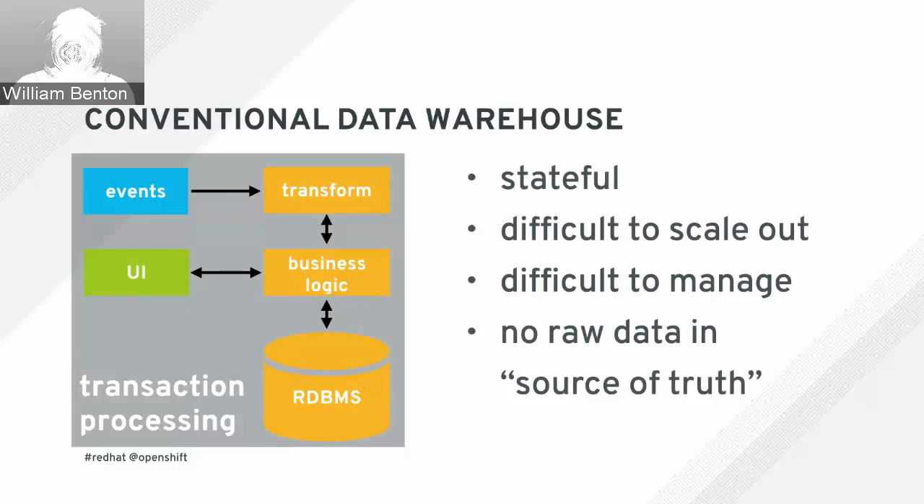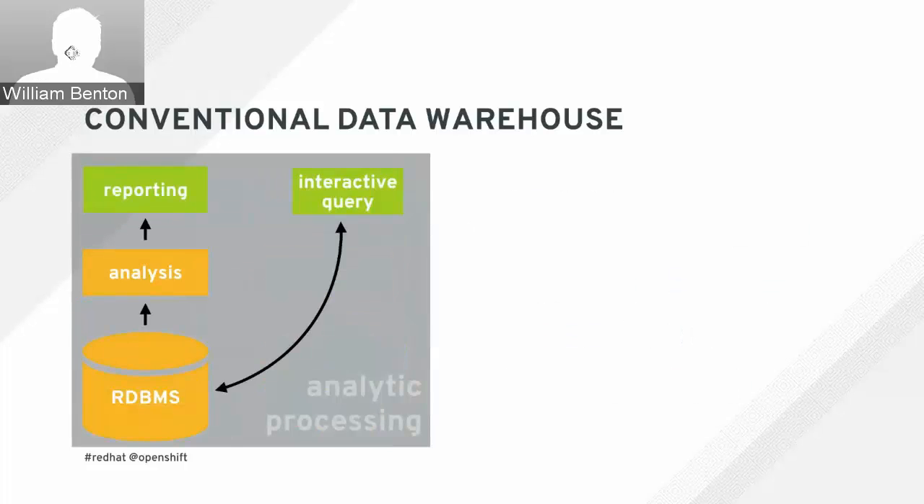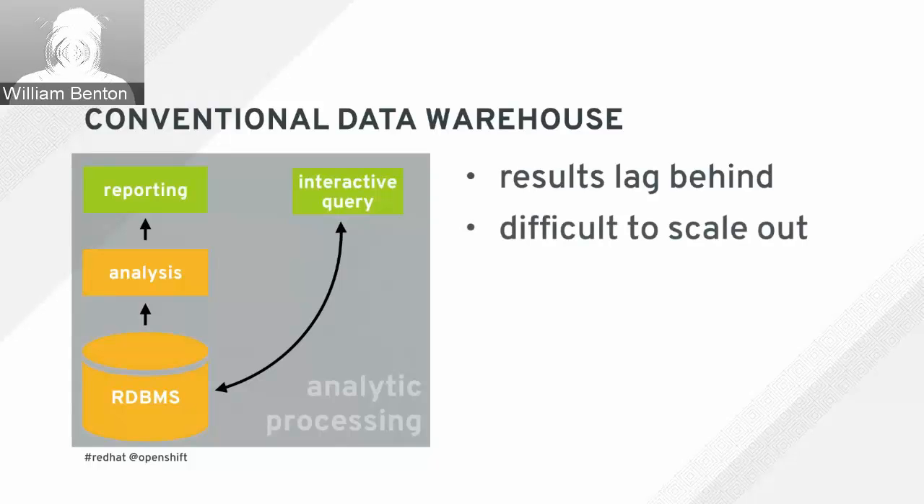If our source of truth is the transaction processing database, we've already transformed things by the time they get there. If we decide that there's a problem with the way we've transformed them or want to change our pipeline at some point in the future, we don't have a way to do that without a lot of extra work. On the analytic processing side, we have precise results that lag behind the source of truth. So we may be able to get a report for all of our sales through last week or through yesterday, but we don't know what's happening right now. Again, these are difficult to scale out, although since the database is more read-only, it may be easier to scale out.